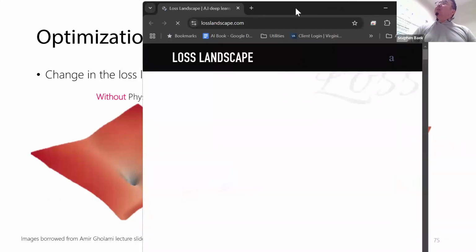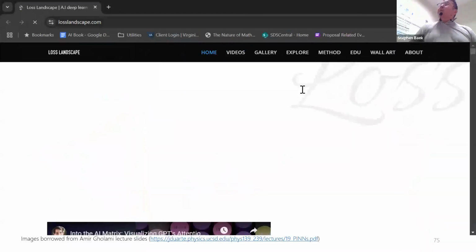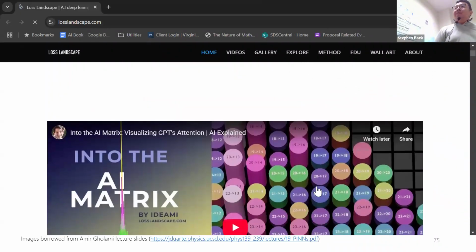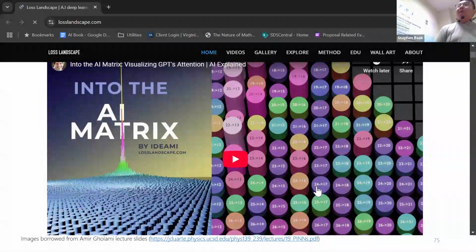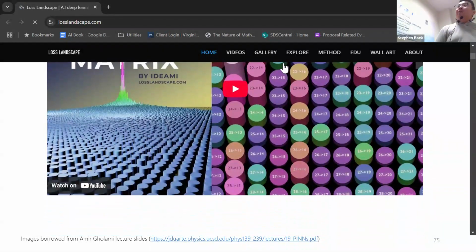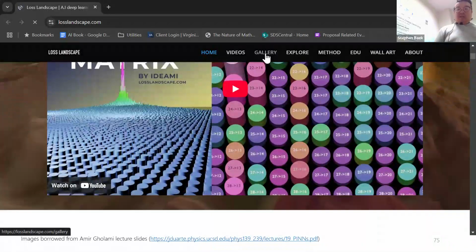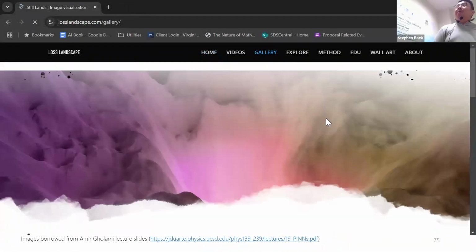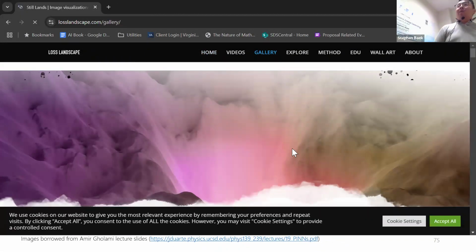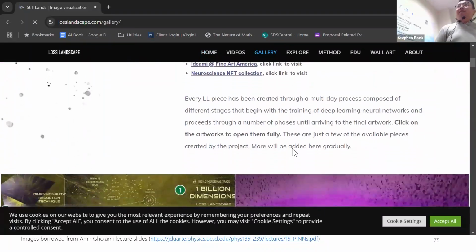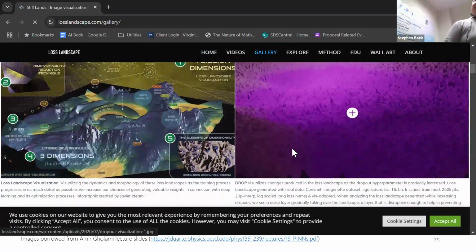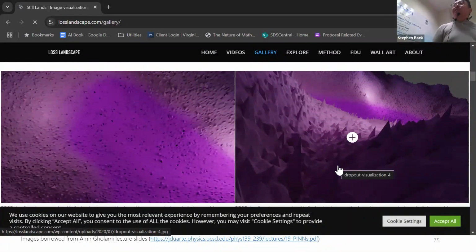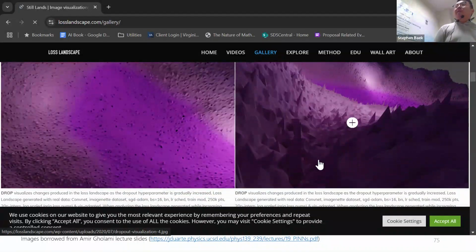A website called the lostlandscape.com. This is not particularly restricted to physics-informed loss terms, but this is a website where you can see lots of visually stunning illustrations of how the loss functions of neural networks look. Look at this. It's a beautiful visualization of the loss function.